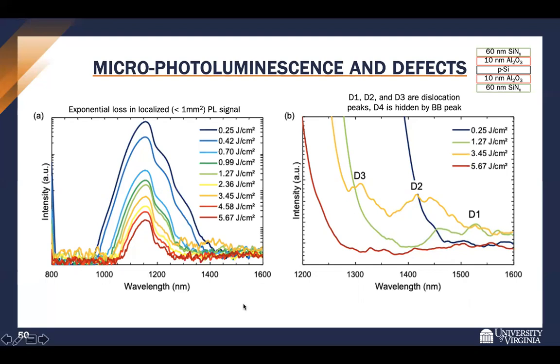You can see that there's an exponential loss in the localized photoluminescence signal just inside that square area. As the laser fluence increases linearly, you can see, this is in log scale, the passivation is decreasing exponentially. You can also look at this for defect peaks.